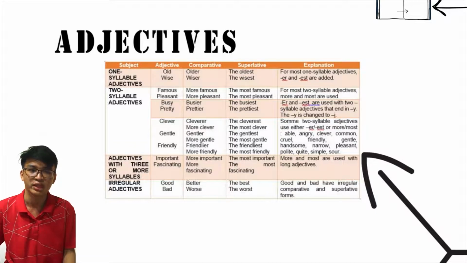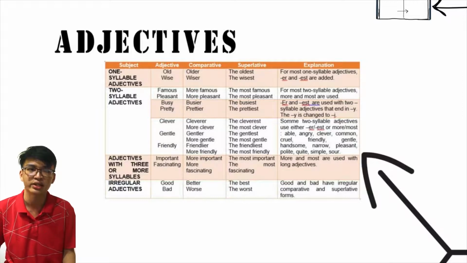For most two-syllable adjectives, more and most are used. The examples of adjectives are famous and pleasant. The comparative is more famous and more pleasant. For the superlatives, the examples are the most famous and the most pleasant.